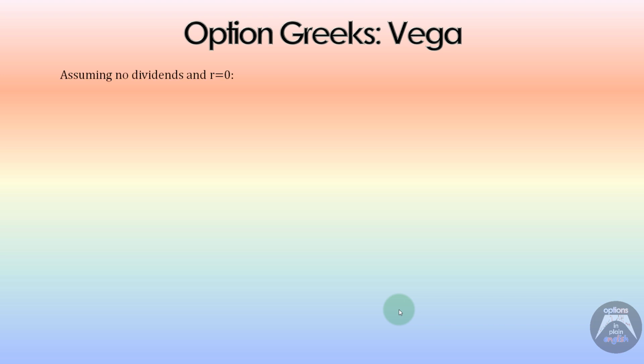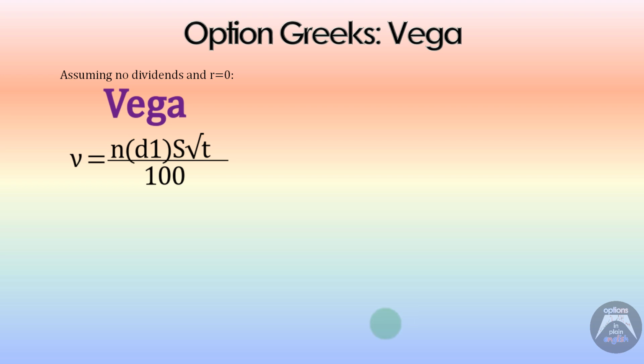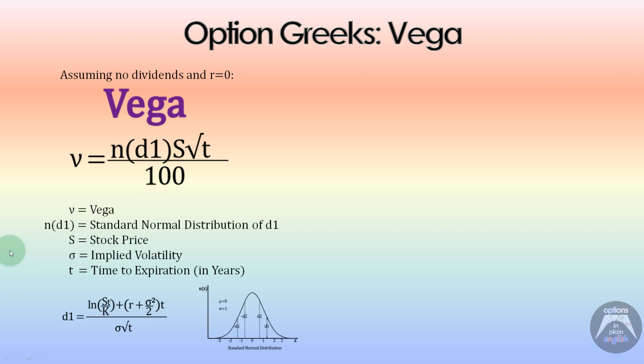So we're going to take a look here at Vega, assuming there's no dividends and an interest rate of 0, because it makes the math much simpler. Vega, the formula is the standard normal distribution of D1 times the stock price, times the square root of time, divided by 100. So we have the same thing. Nu, this little symbol, is Vega, and N'(D1) is the standard normal distribution of D1. D1 is this: the natural logarithm of the stock price over K, plus R, which is 0 in this case, plus sigma squared over 2 multiplied by time, divided by sigma times the square root of time.